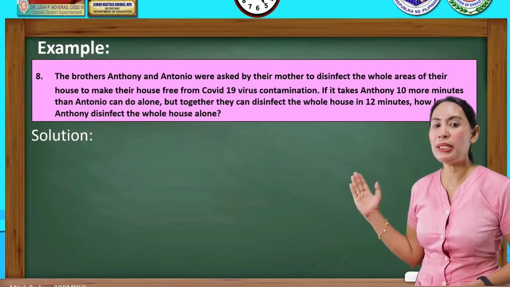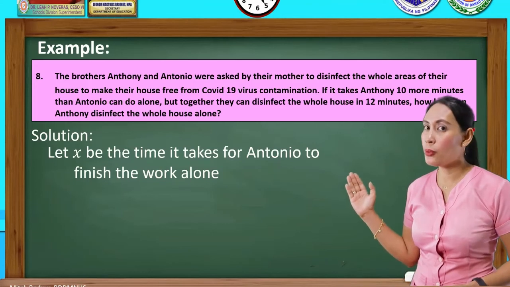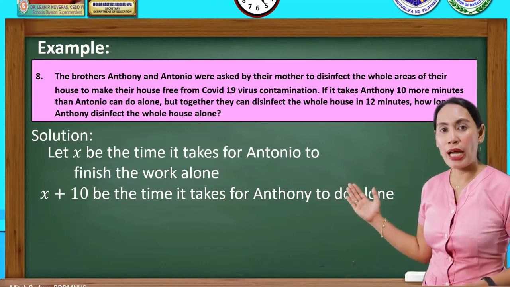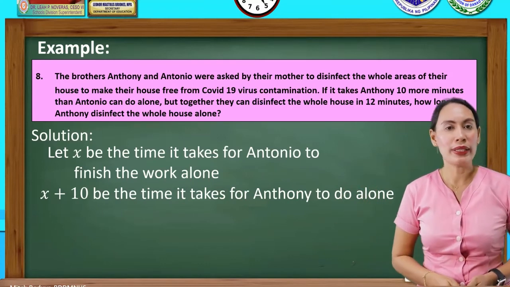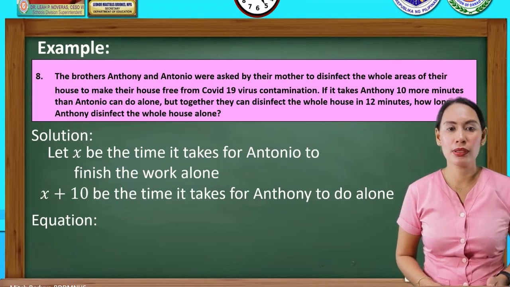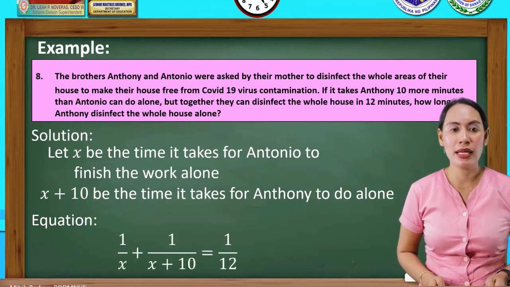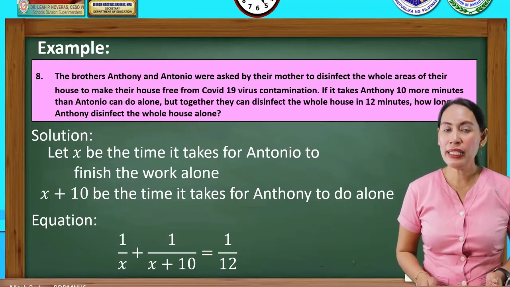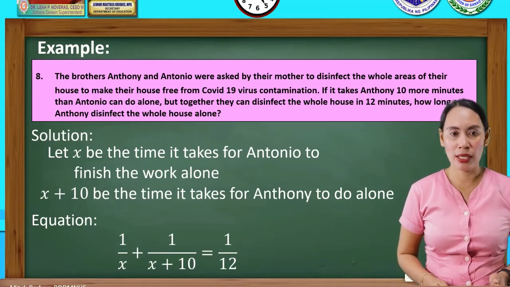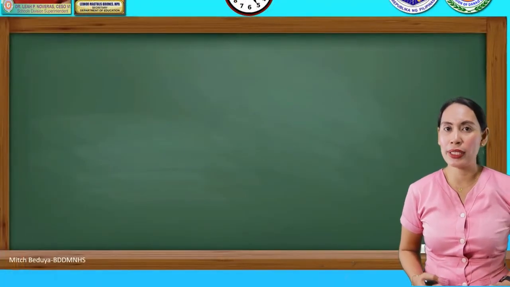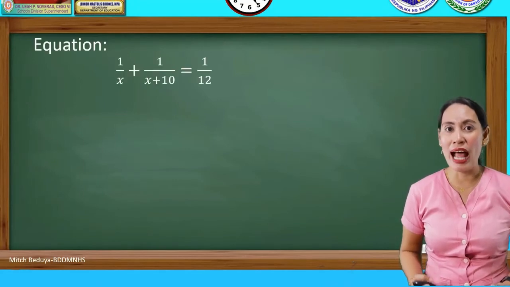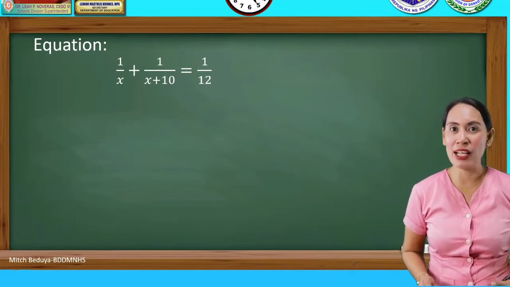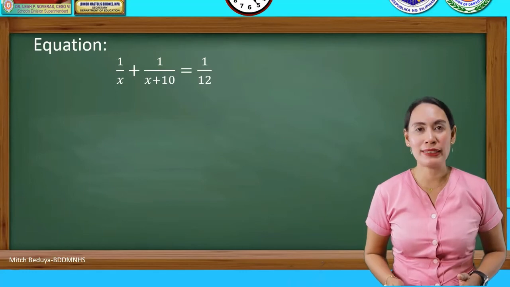Let x be the time it takes for Antonio to finish the work alone. Then x plus 10 is the time it takes for Anthony to do it alone. So here's the equation to solve the problem: 1 over x plus 1 over x plus 10 equals 1 over 12. The formulated equation is a rational algebraic equation. To solve this rational algebraic equation, we find first the LCD.